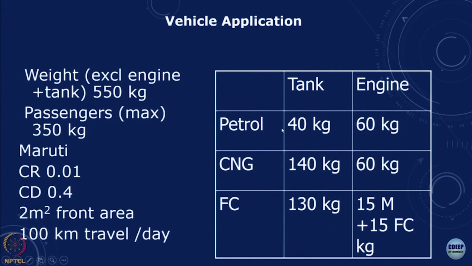So basically the petrol tank is least in terms of weight because it's 40 kgs, the CNG tank is 140 kgs, and the fuel cell turns out to be 130 kgs, and the engine 60 kgs, and then this is 15 for the motors and 15, so that's 30. So total, if you see, this is 160 kgs and CNG is about 200, here it's 100. So that's the difference in weight.